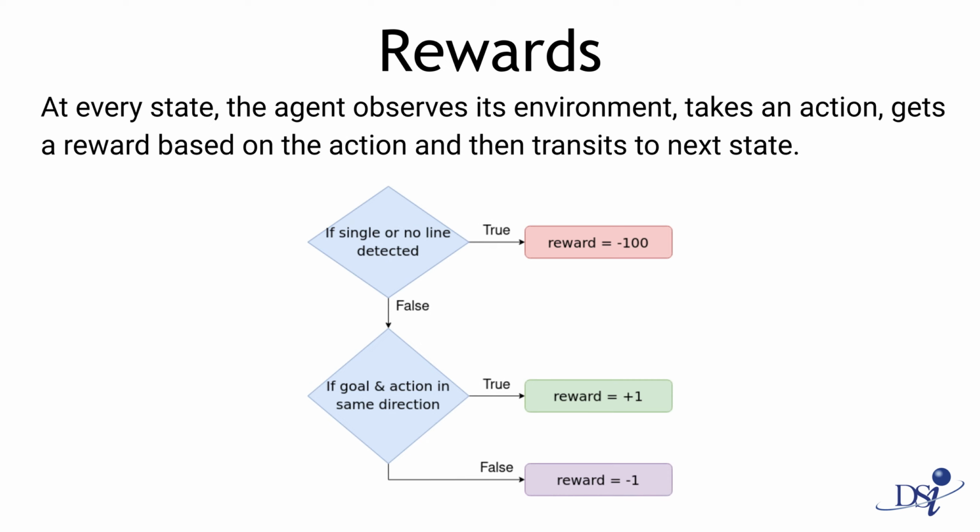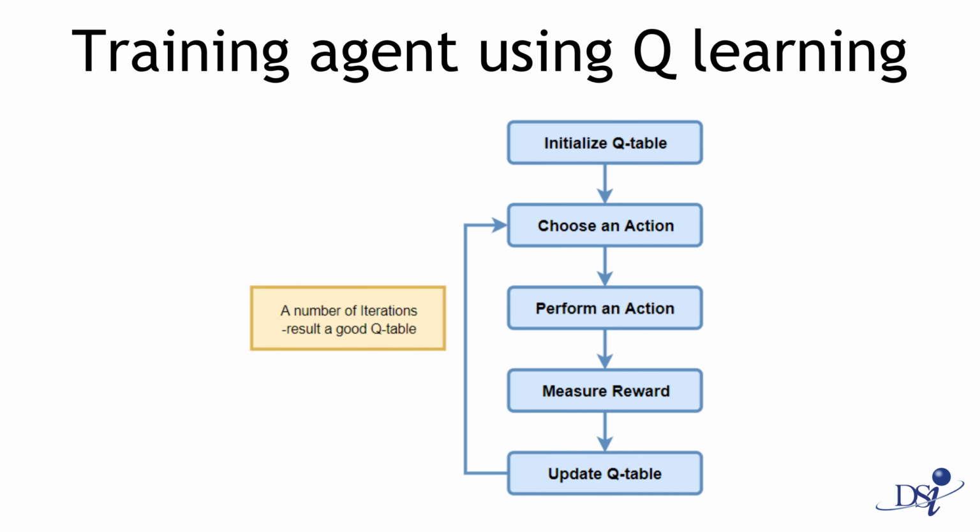In every state, the reward function checks if the lanes are detected, and it gives rewards based on the goal. Depending on where the agent is in the environment, the Q-learning algorithm will decide the next action to be taken.